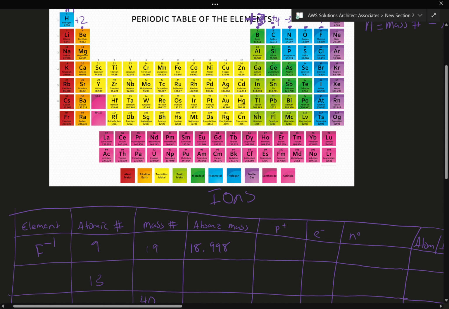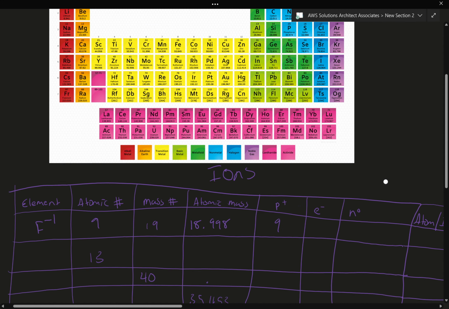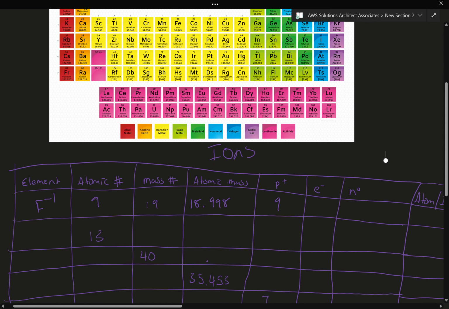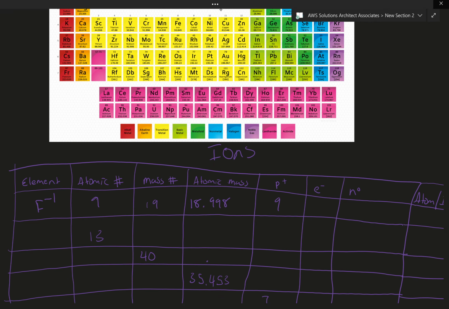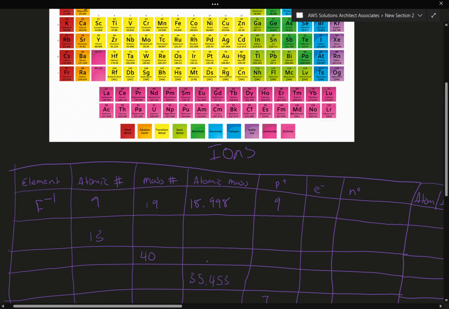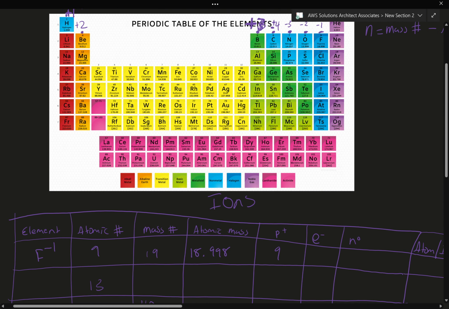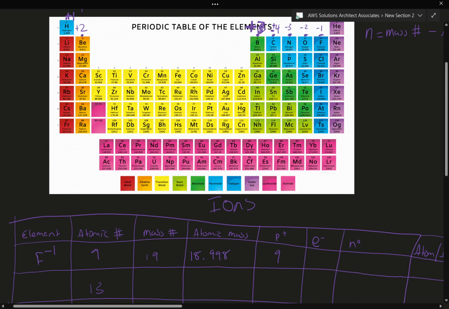Fluorine has 9 protons. Now, what changes in ions is electrons, okay? Electrons is what changes in ions. Electrons is what changes whenever we're talking about ions. Never forget that. So we know that originally fluorine atom has 9 electrons, okay? Just because it also has 9 protons.